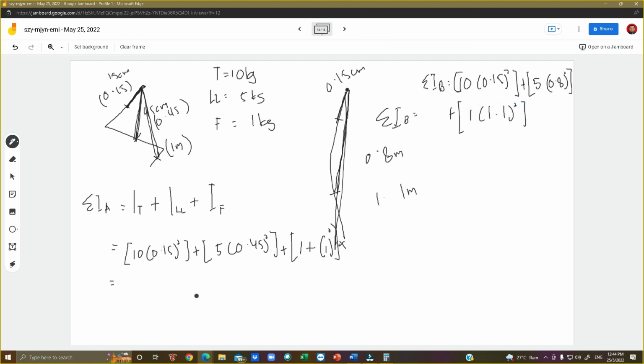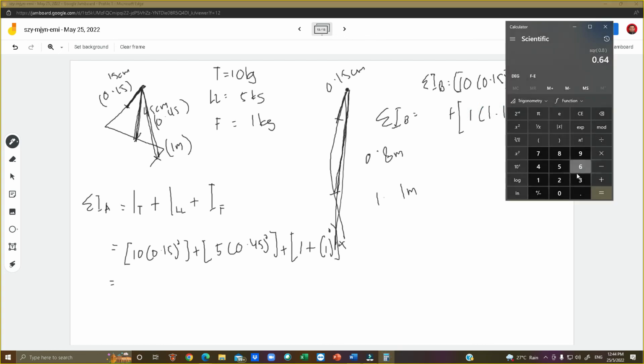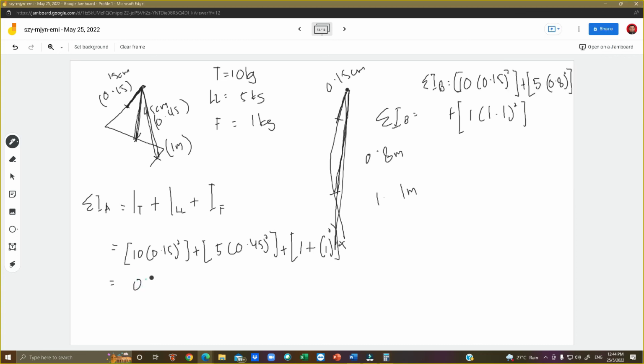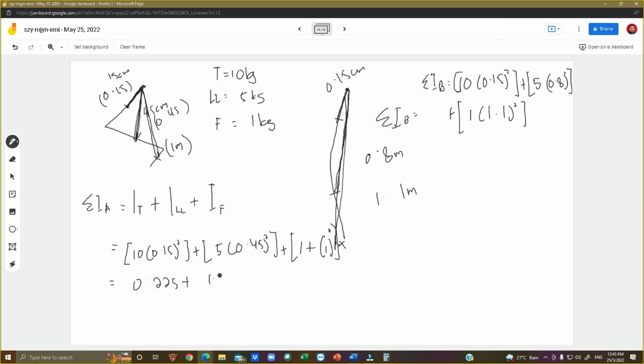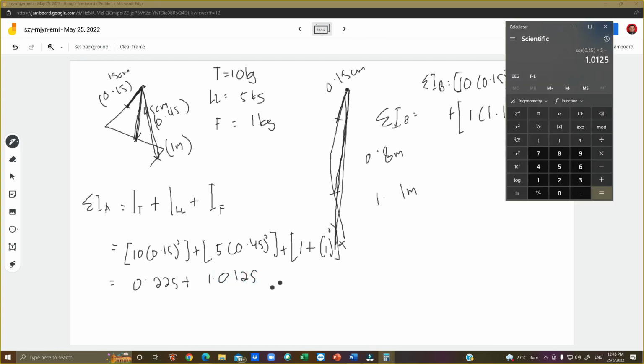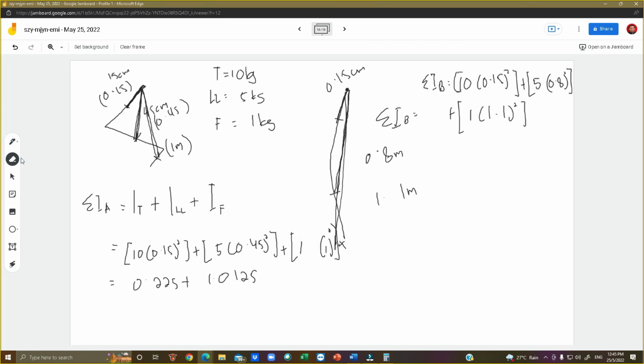Okay, cuba kita selesaikan satu-satu. 0.15 square times 10, 0.225. Okay, 0.45 square times 5, 1.0125. And the third one, we have 1 plus pula. We don't have plus kat sini. 1 square is 1 times 1 plus 1.